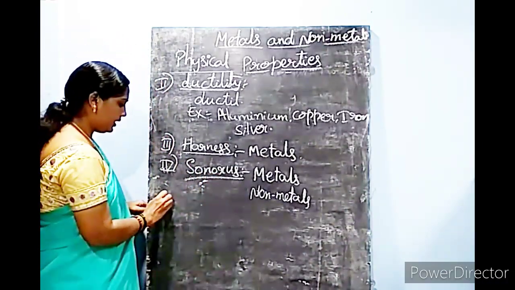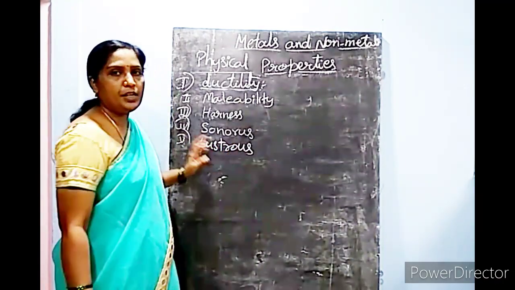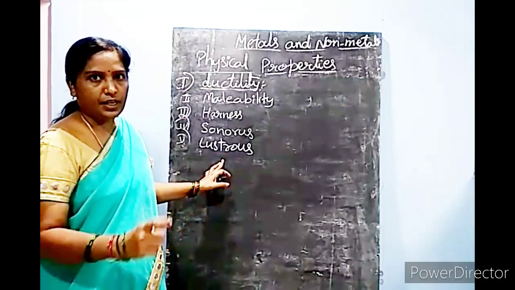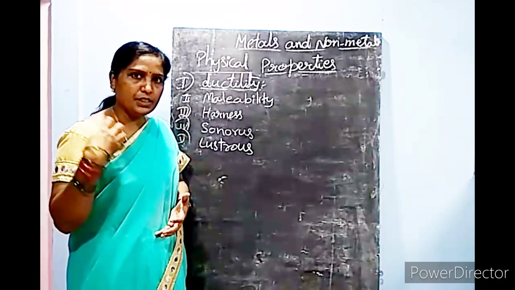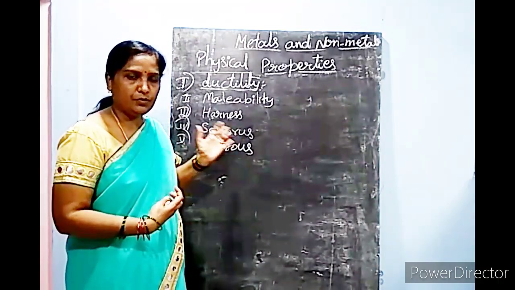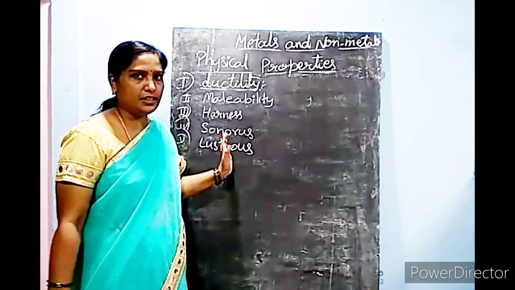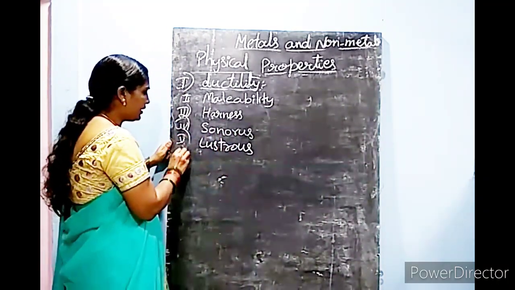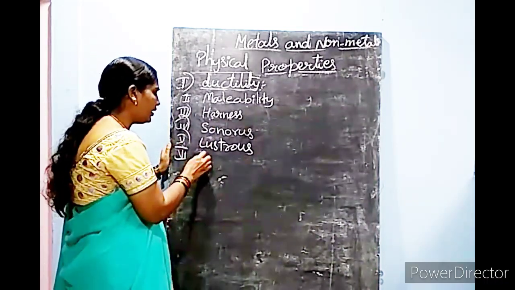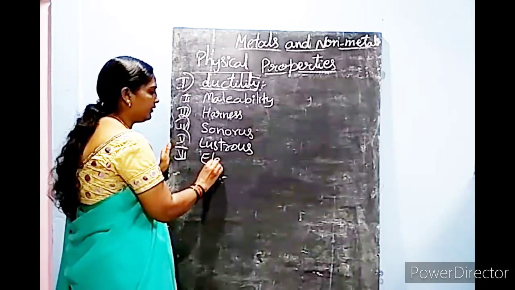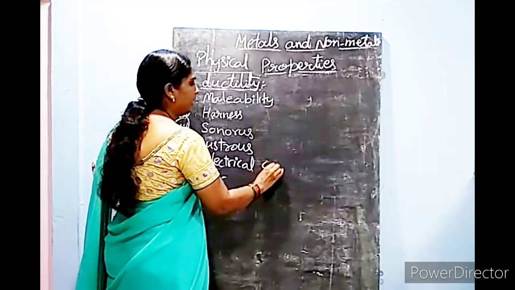And next, if we see lustrous. Lustrous means shining property, and we just now did an activity which shows the shining property. So the materials which show the shining property, which are lustrous, are metals, and non-metals are non-lustrous. And the next one, we discussed hardness. Hardness is over. Next, electrical conductivity.